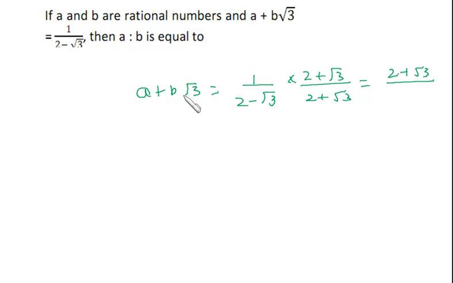Now since a and b both of them are rational numbers, we can just make the comparison directly. A should be equal to 2 and b root 3 is root 3, so b is equal to 1. Now a is to b is what? 2 is to 1, that's 2. Okay, so that's very simple.